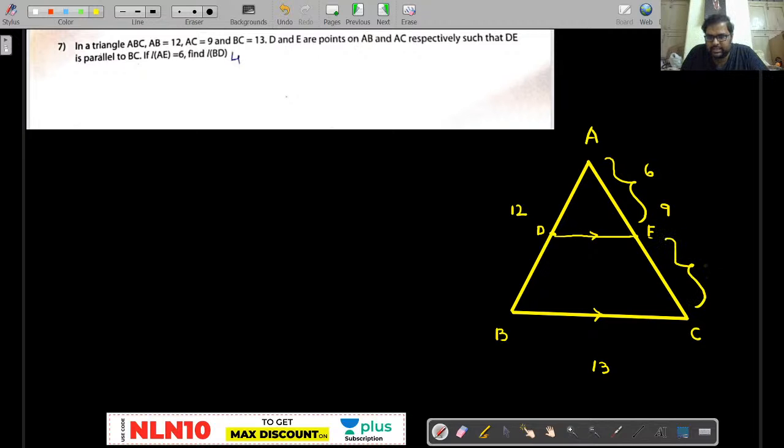Anybody? Total 9, this will be 3. Am I right or wrong? Done. Now what is the question asked? You are asked to find out the value of BD. Now what is the basic point that you use to crack this question? Anybody? Right? I think it is very clear. This is nothing but your basic proportionality theorem. D and E are not midpoints. It is not given in the question. D and E are points on AB and AC.